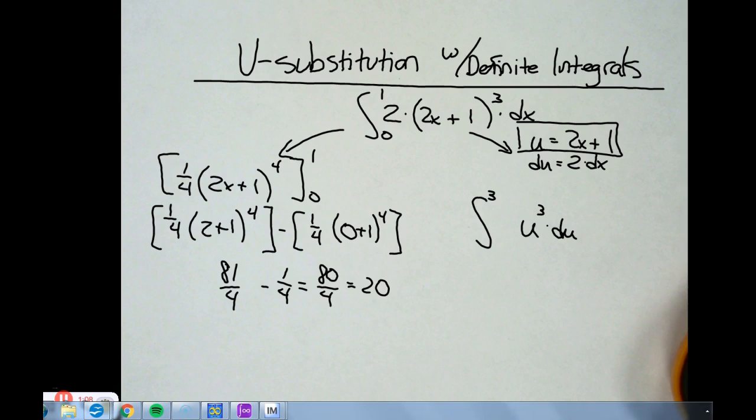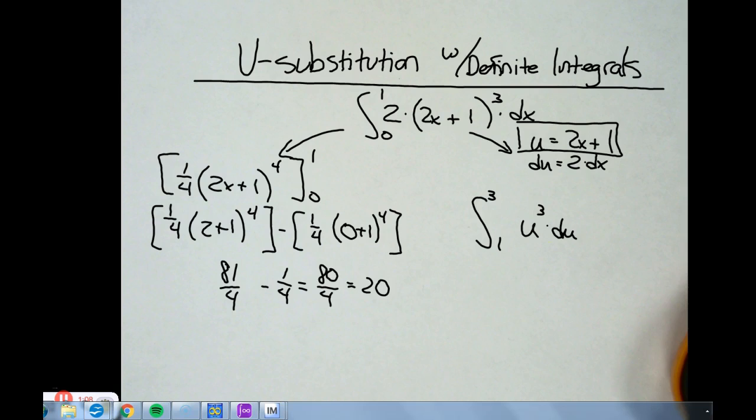So all I'm doing there is saying, well, these are in terms of x. This whole problem is all x's. I don't want x anymore, I want u's. So I can't put an x value into a u equation. So I take the x value, plug it in here, and figure out what the new u is. What's the new u going to be on the bottom? 1. So 2 times 0 plus 1 is 1.